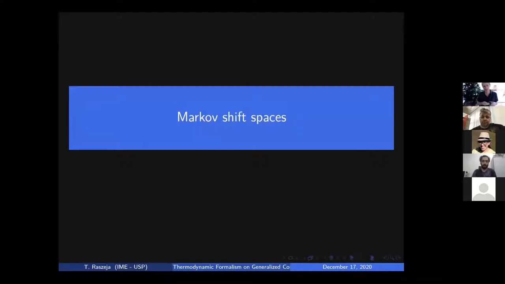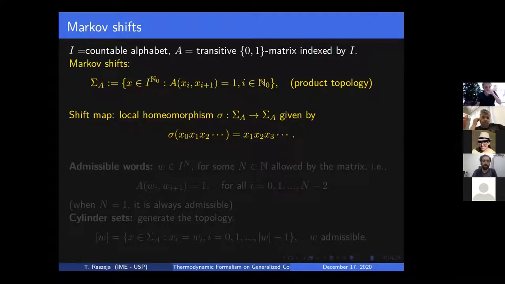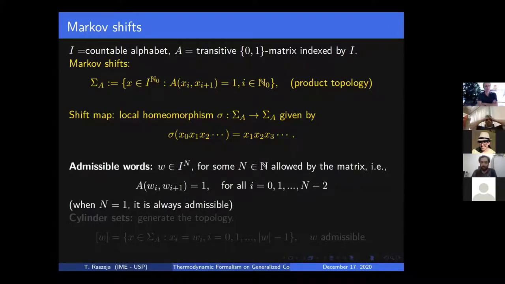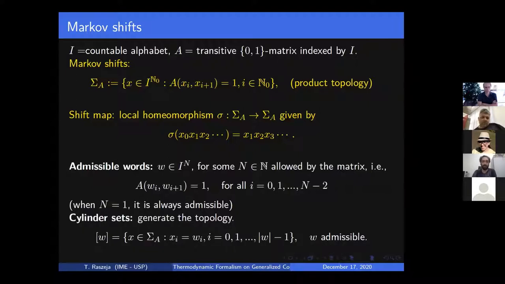So first, let's talk briefly about Markov shift space. And this is actually the standard definition. You have an alphabet and a transition matrix, which allows transitions between the letters. And you have a shift map, which basically cuts the first entry. The admissible words would be finite words which the matrix allows. And the topology is the product topology, so it's generated by cylinder sets.